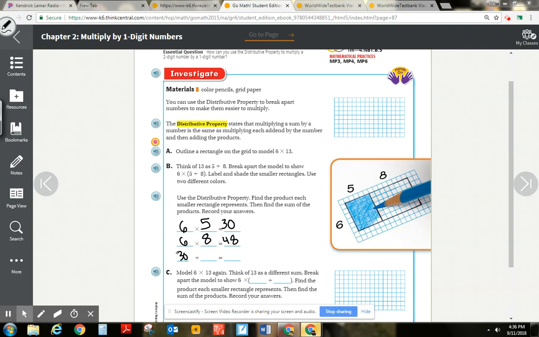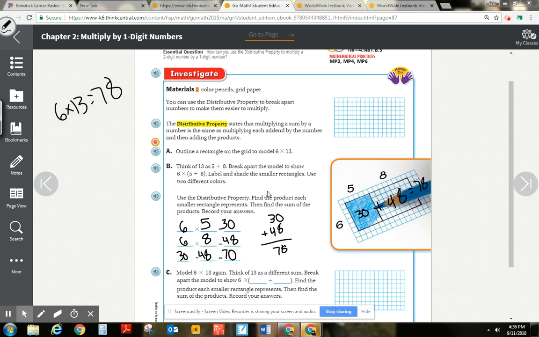I'd put those together, 30 and 48. Well, you know how I like to do my math vertical. 78. So 6 times 13 is 78. And it kind of looks like this. So if you were making it on your notebook, I would put the product inside. And 6 times 8 is 48.